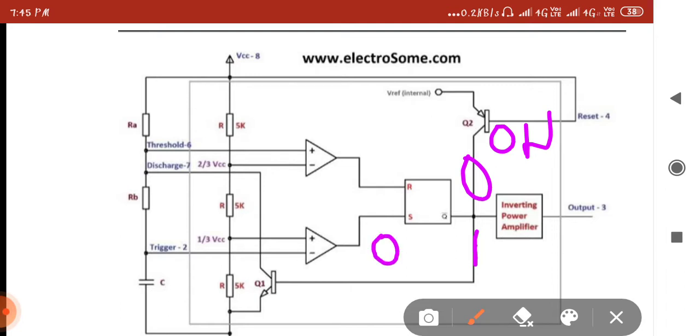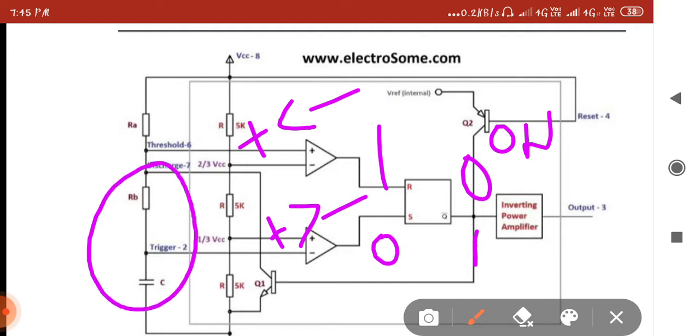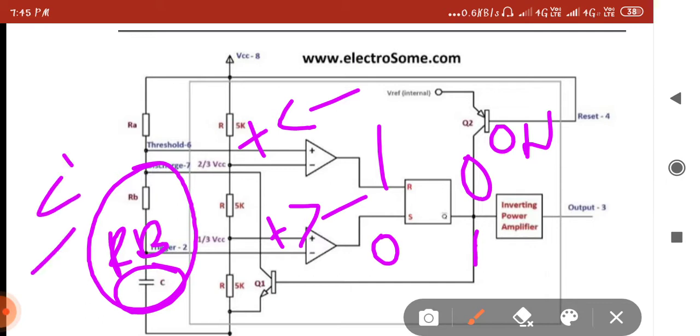S is 0 and reset is 1. In this case, the capacitor starts discharging through RB. Once the voltage is less than or equal to 1 by 3 of VCC, the output is low. S equals 0 and R is 1.